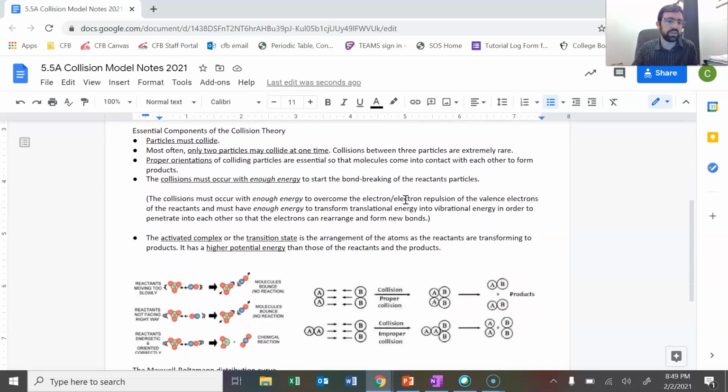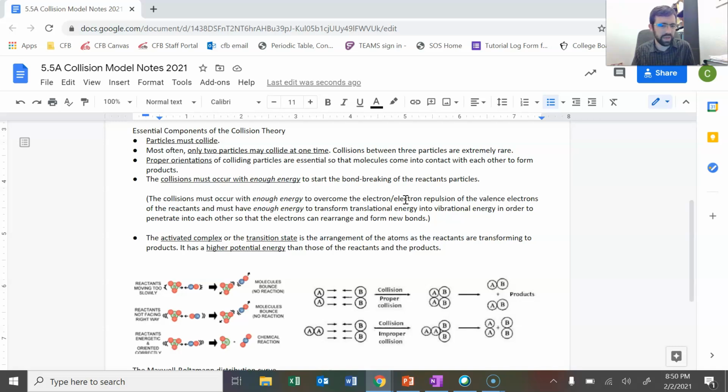The essential components of collision theory are that particles must collide. Most often, only two particles may collide at one time. Collisions between three particles, we mentioned this in the last video, are extremely rare. That's why it's very rare to have a termolecular mechanism step or elementary reaction. Proper orientation of colliding particles is essential so the molecules come in contact with each other to form products. The collisions must also occur with enough energy to start the bond breaking.